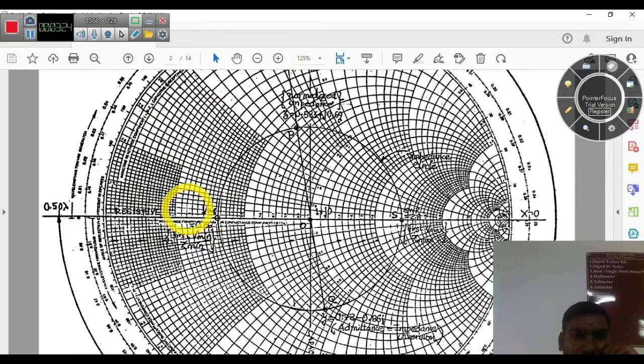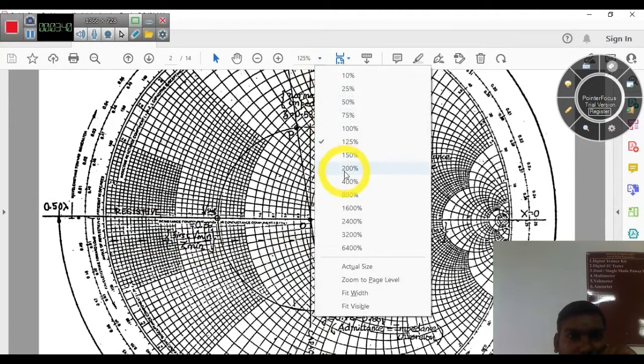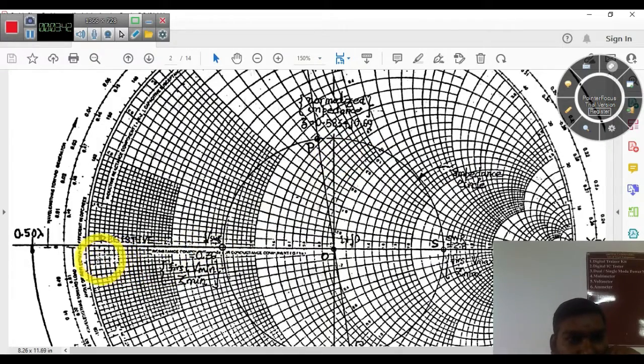In the Smith chart we have two sets of circles: one is the constant R circle, the other is the constant X circle. The constant R circle is the resistance circle, and the constant X circle is the reactance circle. The horizontal axis is the resistance axis. Here we have 0, 0.1, 0.2, 0.3, and the center is 1.0, then 2, 3, 5, which are the maximum values.